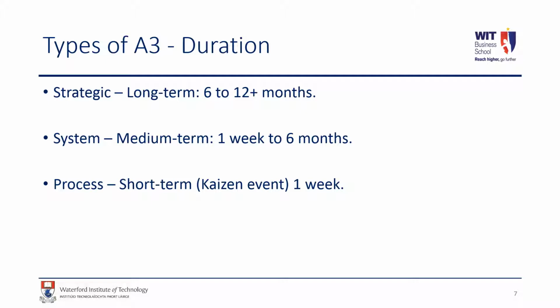So yeah, the duration of the different types of A3 can vary. Typically strategic is long-term, 6 months to 12 plus months, often a duration of many years. System tends to be medium-term, 1 week to 6 months. And process tends to be short-term, kind of like a Kaizen event or a continuous improvement event, and often these might be carried out within a week.